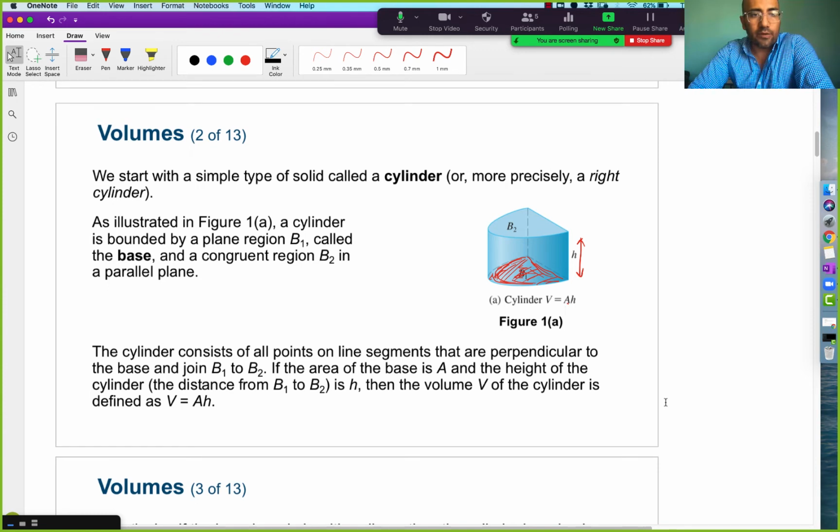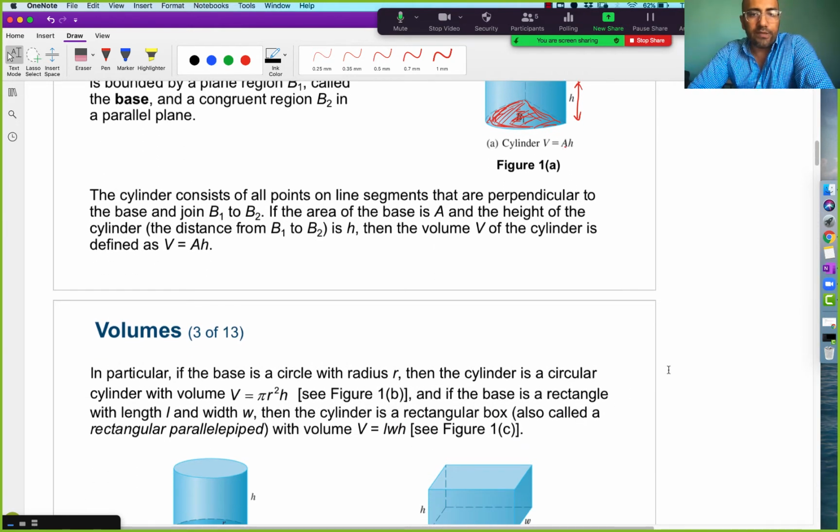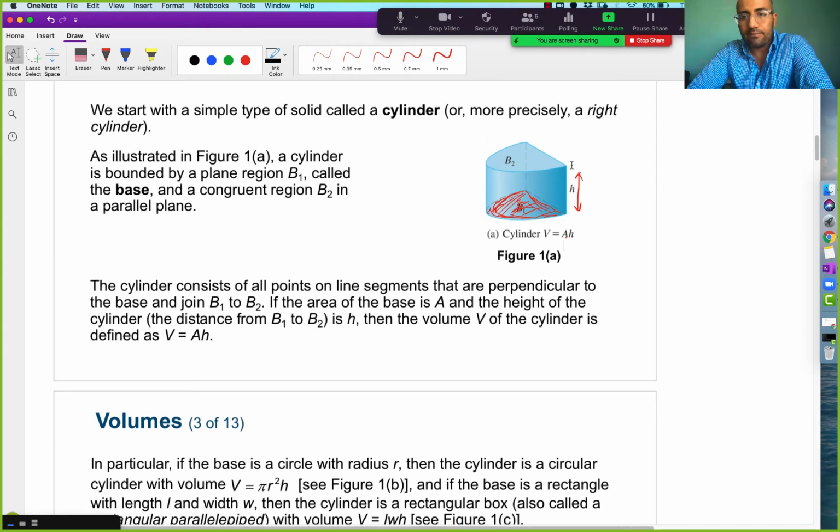Okay, so this is, in particular, a right cylinder. Area B sub 1, called the base, and a congruent region B sub 2 in a parallel plane. The cylinder consists of all points on line segments that are perpendicular to the base and join B1 and B2. The area of the base is A, the height of the cylinder, the distance from B1 to B2, is h, and the volume is area times the height. So B2 is the roof of this thing, this guy up here. And then the height is the distance between the two, right?